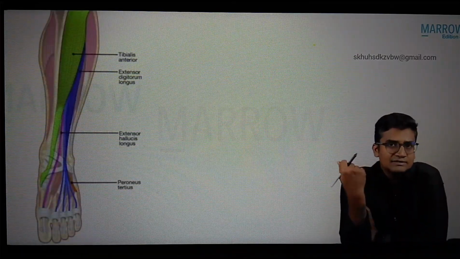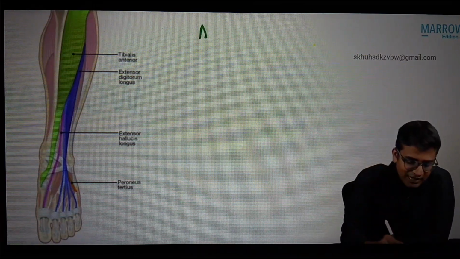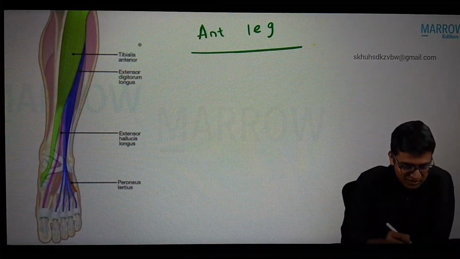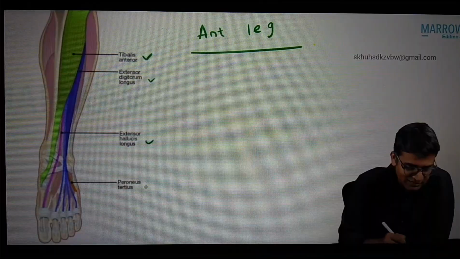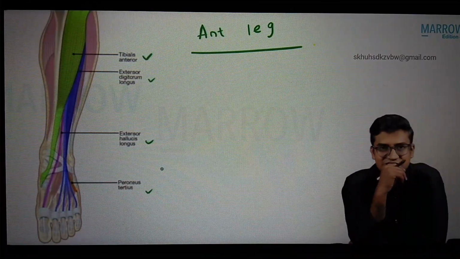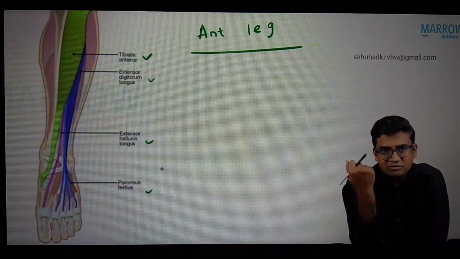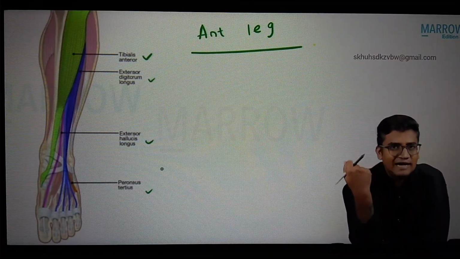Now we're going to start the anterior compartment of leg. So now in the anterior compartment of leg, we have 4 muscles: tibialis anterior, extensor digitorum longus, extensor hallucis longus, and peroneus tertius. So we know already all the muscles in the anterior compartment of leg are supplied by deep peroneal nerve and anterior tibial artery.